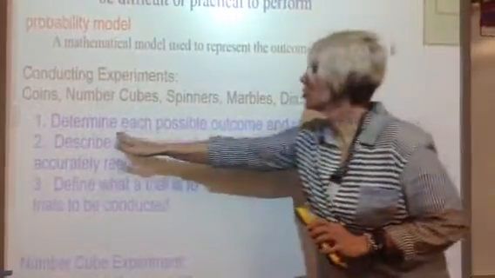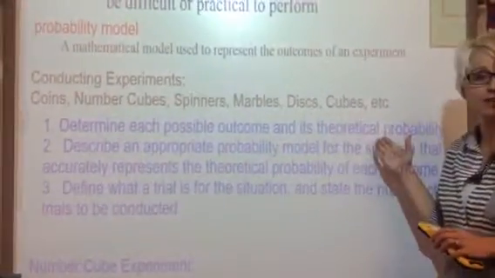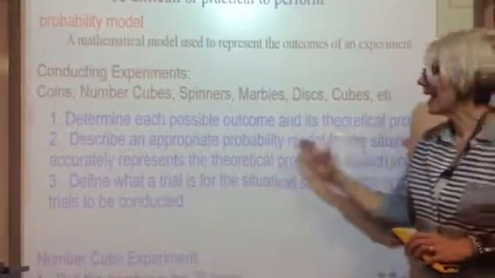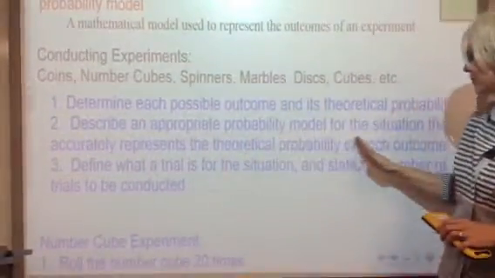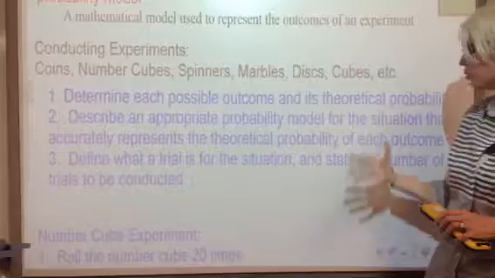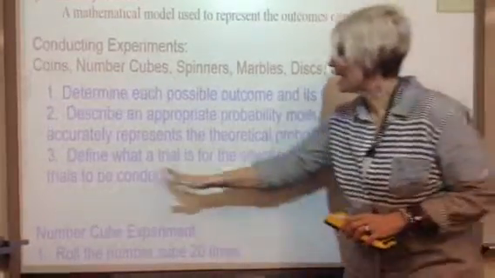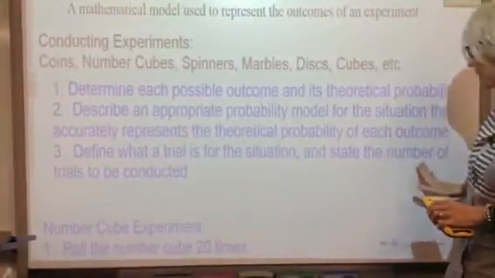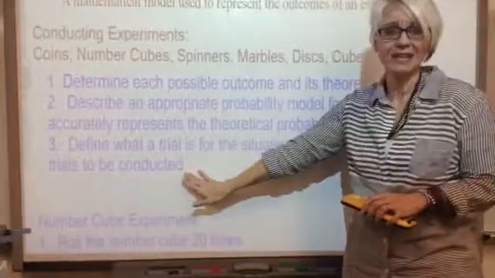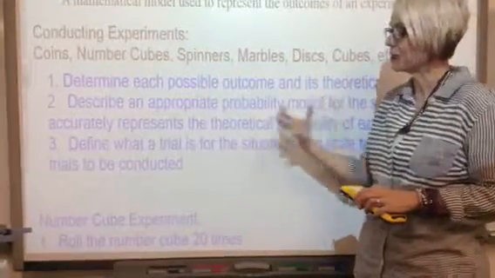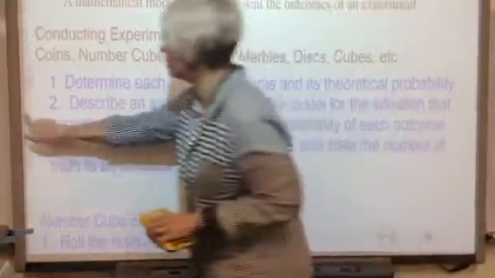So you have to determine each possible outcome and its theoretical probability first, and then find an appropriate probability model for the situation that would represent those outcomes, and define what a trial is for the situation and state the number of trials to be conducted. So when you create an experiment, you have to have these 3 steps considered.